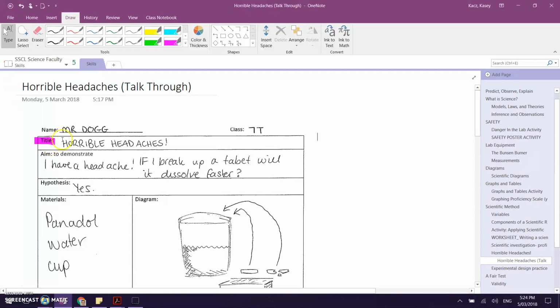Alright, so let's look at the title of this scientific report, and let's write down things that make a good title. So, unfortunately, horrible headaches is a fun title, and a good scientific title isn't fun. A good scientific title is informative. So, a good scientific title is informative, and it's not necessarily fun.